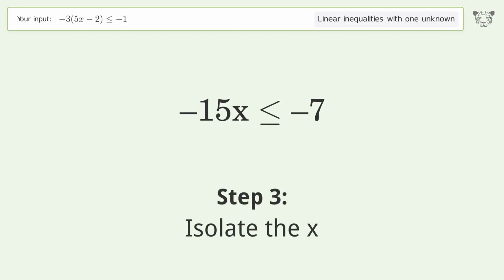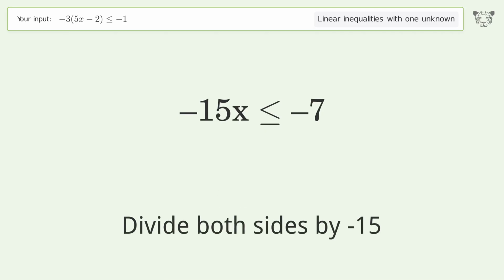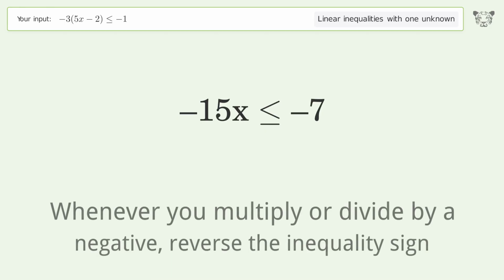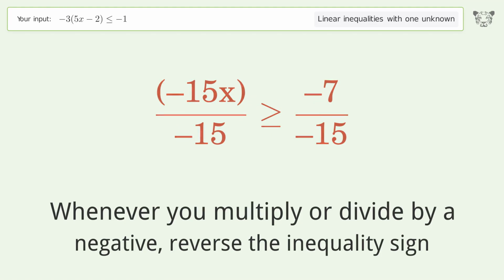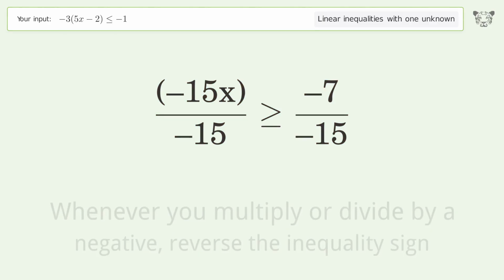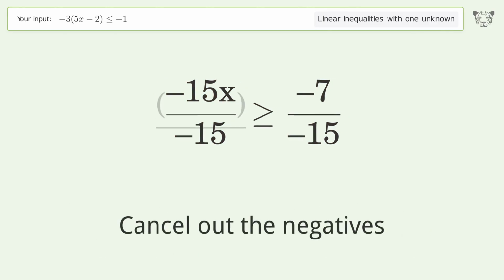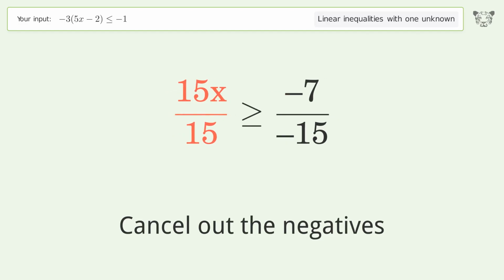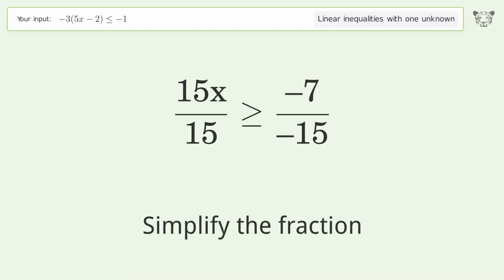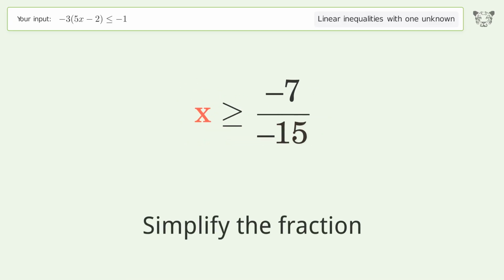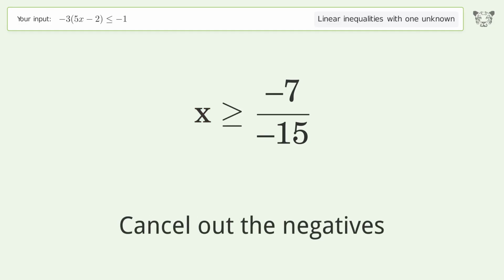Isolate the x. Divide both sides by -15. Whenever you multiply or divide by a negative, reverse the inequality sign. Cancel out the negatives. Simplify the fraction. Cancel out the negatives.